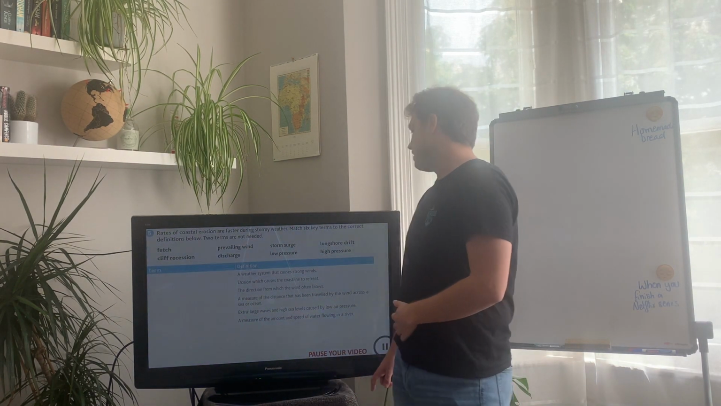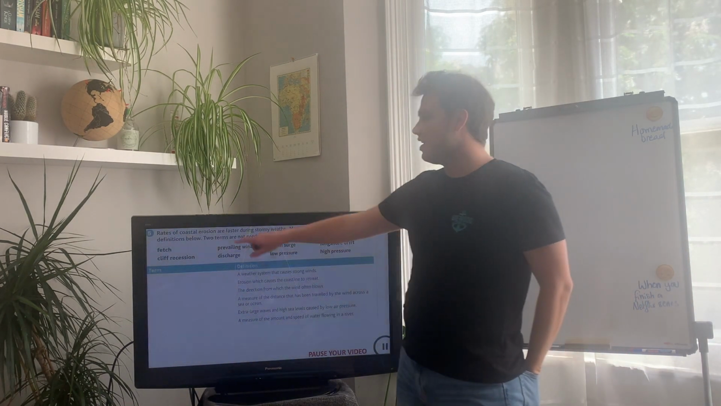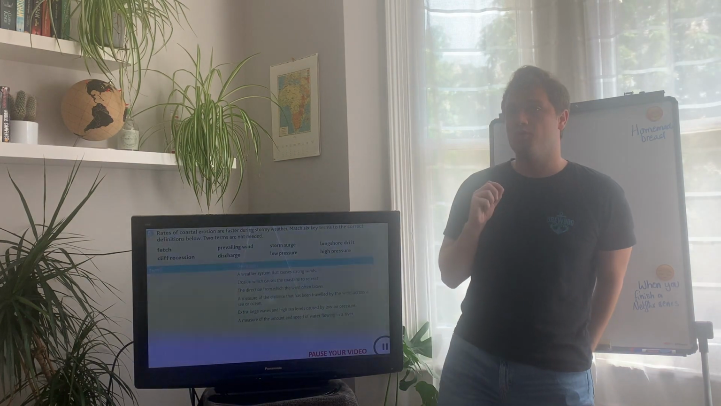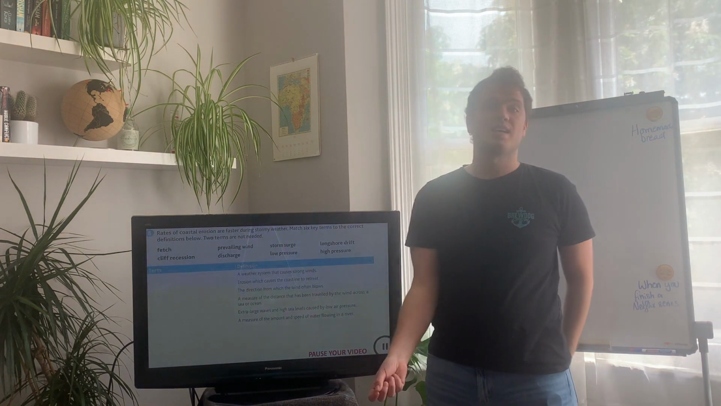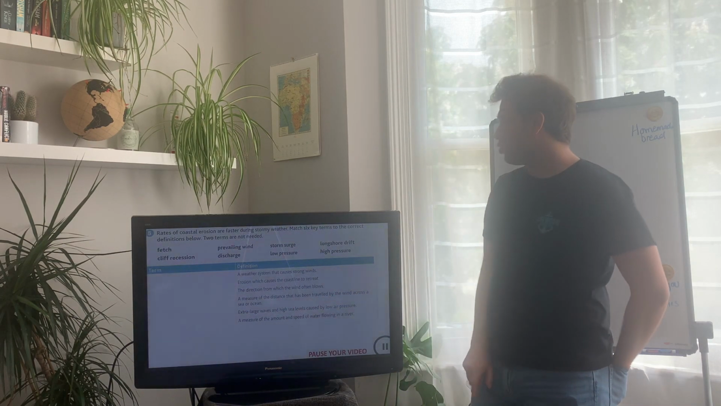A measure of the distance that has been travelled by the wind across a sea or an ocean is the fetch. Remember, we did this on the first coast lesson. So fetch is how far the wind has blown across the sea. Extra large waves and high sea levels caused by low pressure.